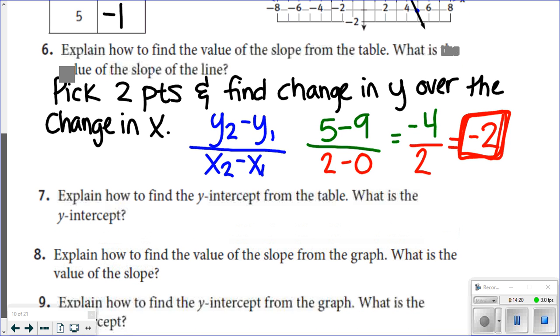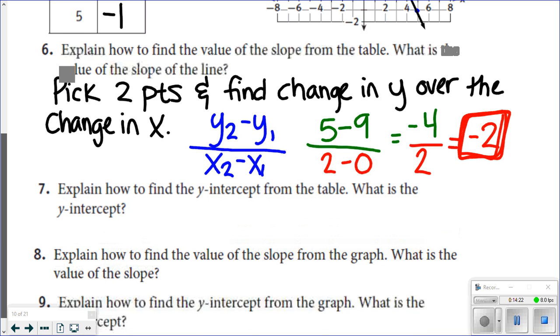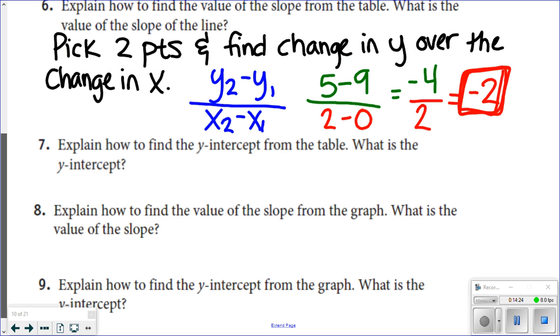Question 7. Explain how to find the y-intercept by looking at the table. Then answer, what is the y-intercept? Then I would like you to answer questions 8 and 9. So go ahead and pause the video. Try questions 7, 8, and 9. You can do it.